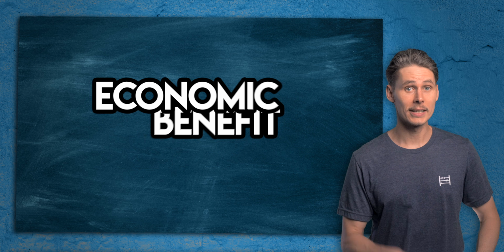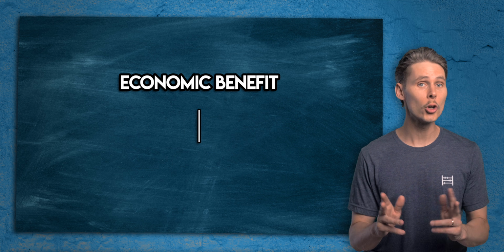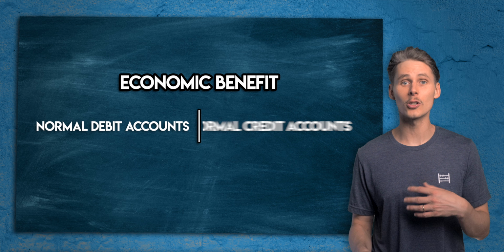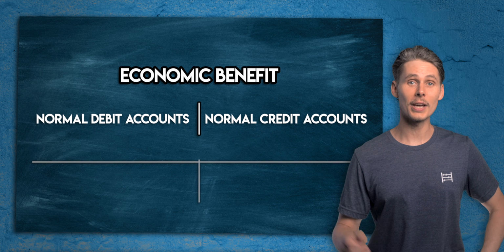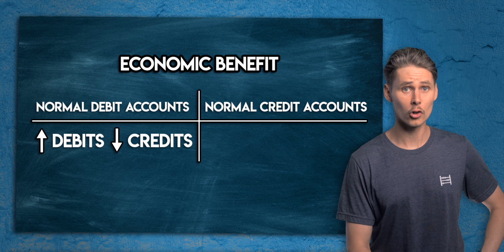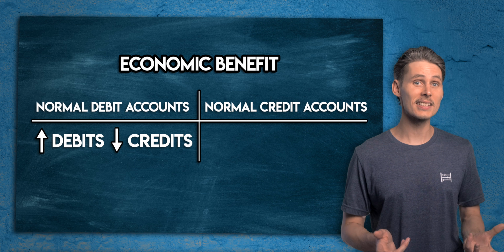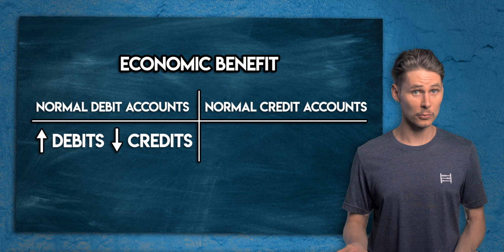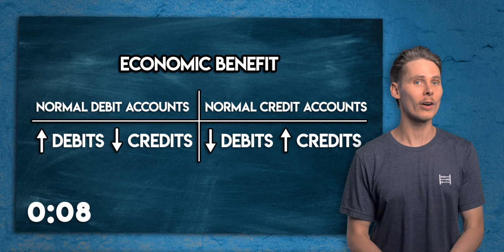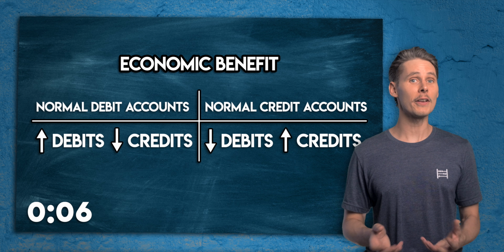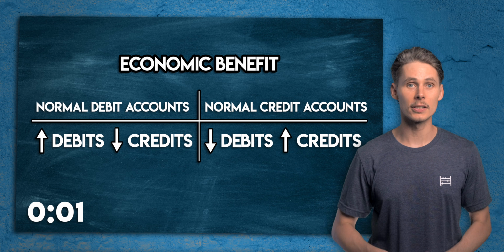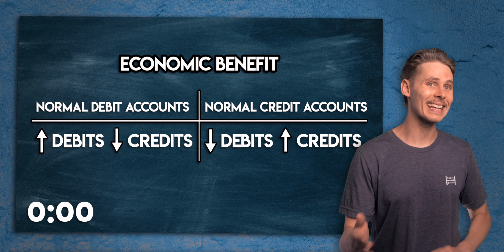Here's what I mean. In double entry accounting, we have two main groups of accounts: normal debit accounts and normal credit accounts. Normal debit accounts increase when debited and decrease when credited. And normal credit accounts work the other way round. They decrease when debited and increase when credited. This is because every financial transaction involves a flow of economic benefit from a source to a destination.